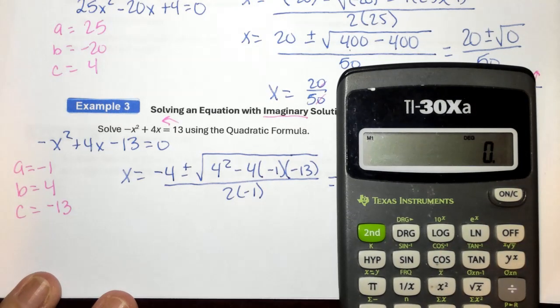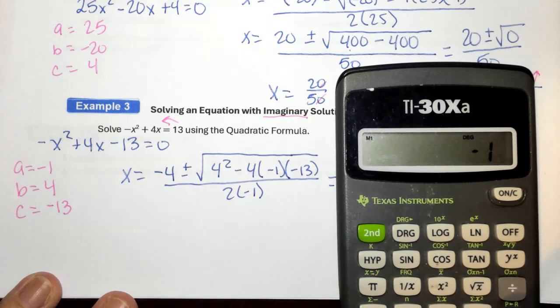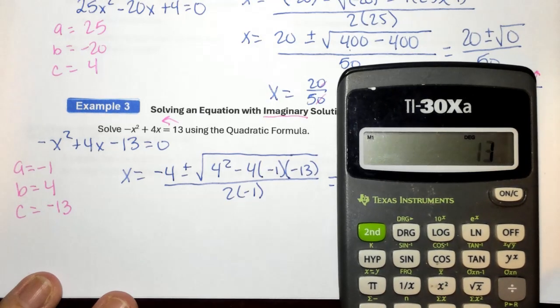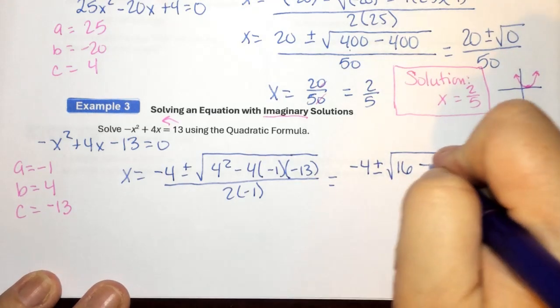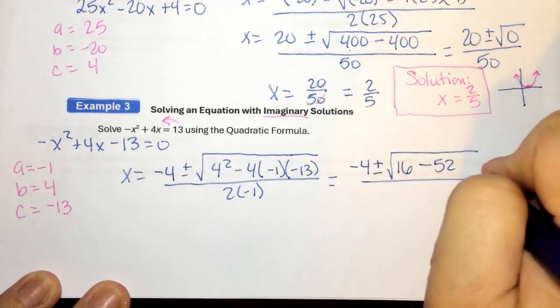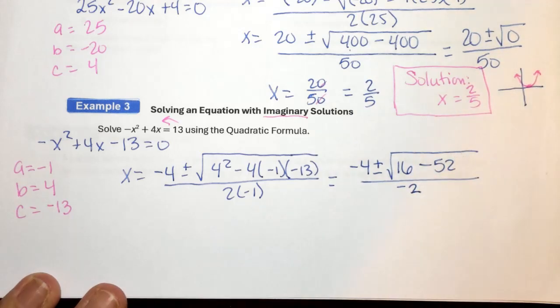So let's go with, because remember, we're treating this minus 4 like a negative. It'll make your calculations so much easier. So negative 4 times negative 1 times negative 13. And that gives us negative 52. So 16 minus 52 all over negative 2.